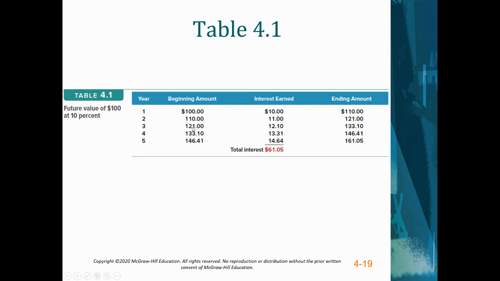At the beginning of the third period, I have that $121. I earn $12.10. I'll have $133.10 at the end of the third period, which is the beginning of the fourth period. I earned $13.31 in the fourth period for $146.41, which is the beginning of the fifth period. Then I earned $14.64. I add that to all that I have, and I have $161.05. So off that $100, I'll have earned $61.05 off those 10 years.